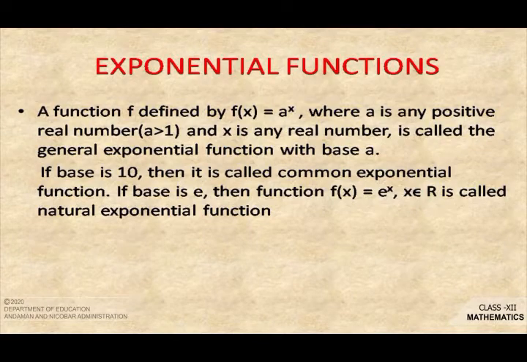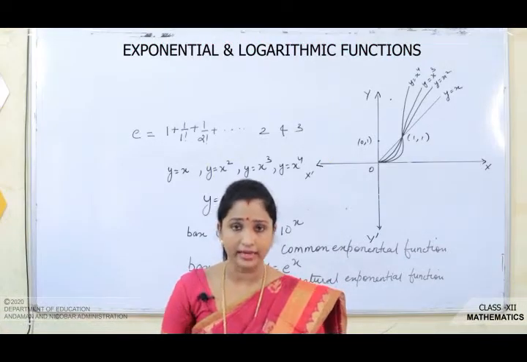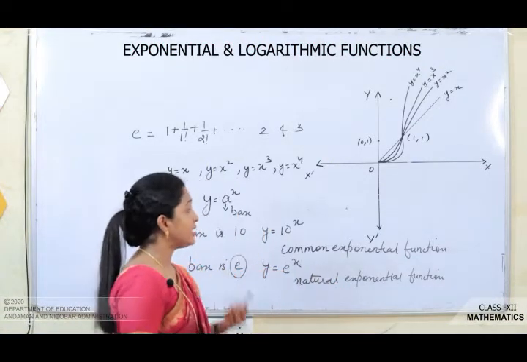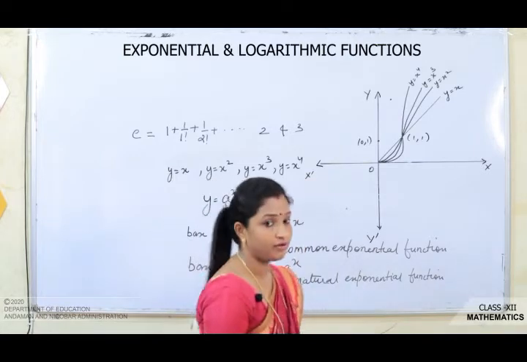Now let's see the definition. A function f defined by f(x) is equal to a power x, where a is any positive real number, that means a greater than 1, and x is any real number, is called the general exponential function with base a. If the base is 10, it is called the common exponential function, and if the base is e, then the function f(x) is equal to e power x, x belongs to R, is called the natural exponential function. Okay, clear? Now we will see some salient features of this exponential function.